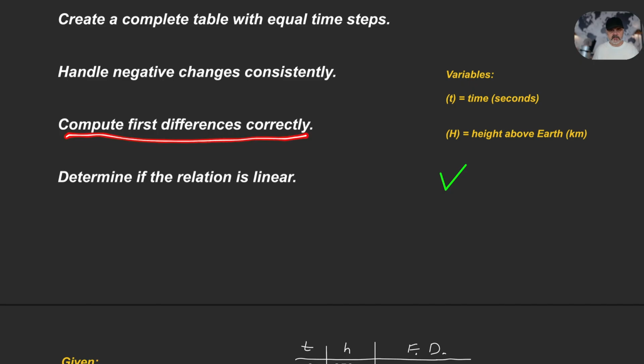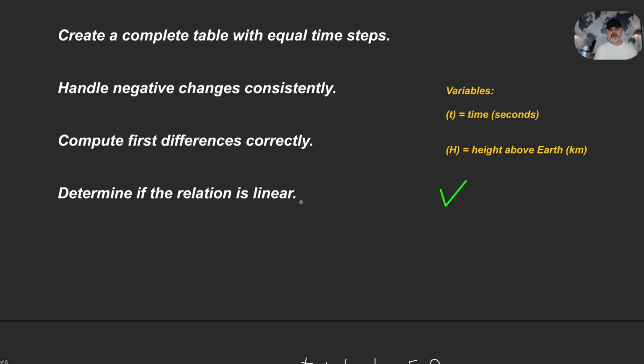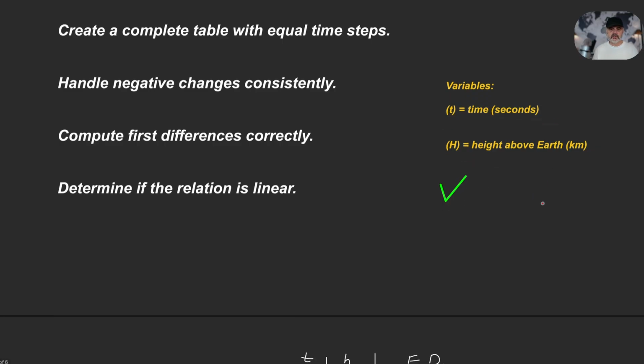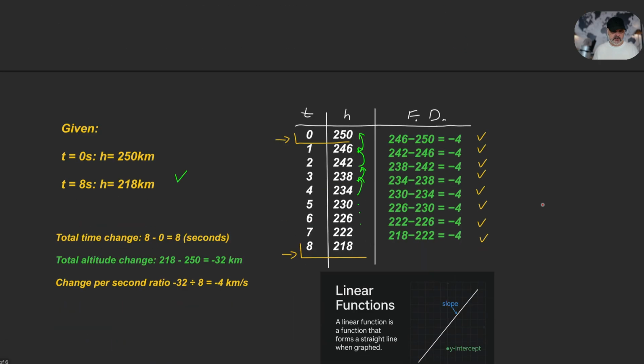Compute the first differences correctly. So the second entry minus the first, we'll show you momentarily. And we have to determine if the relationship is linear. So two variables are provided. The independent variable, well, it's going to be the first column, time measured in seconds. The second column, height measured in kilometers.